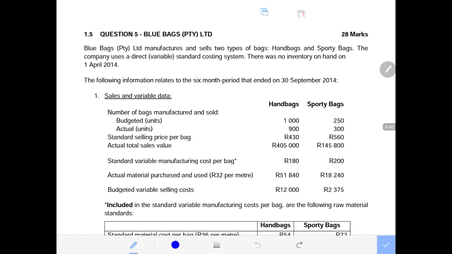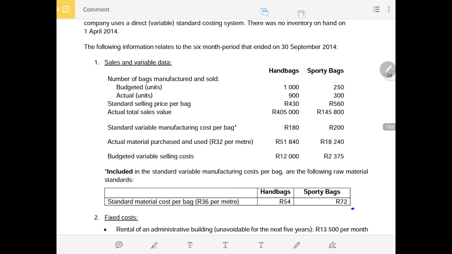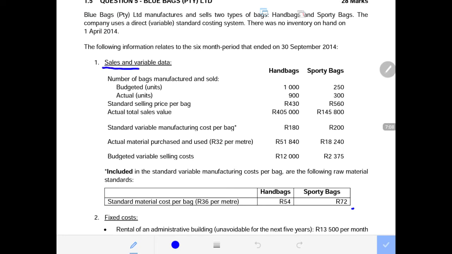or the marginal costing. The following information relates to the 6-month period that ended 30th of September 2014. Now remember, the accounting period begins on the 1st of April, which is April, May, June, July, August, September. That is why the end of September is the first 6 months of the year. We are provided with the information for the 6 months, which is the sales and the variable data provided to us, and it is specifically for the two bags that the company is producing and selling.